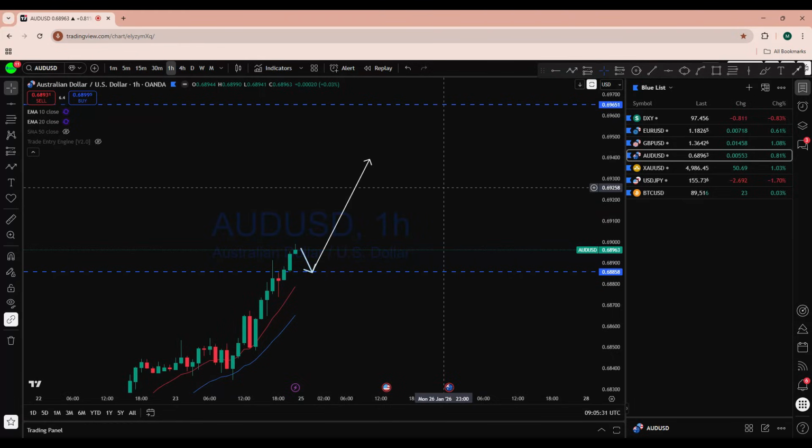So the potential buy level on AUDUSD after a false breakout at the 0.6885 level, that you can look at for an entry opportunity.